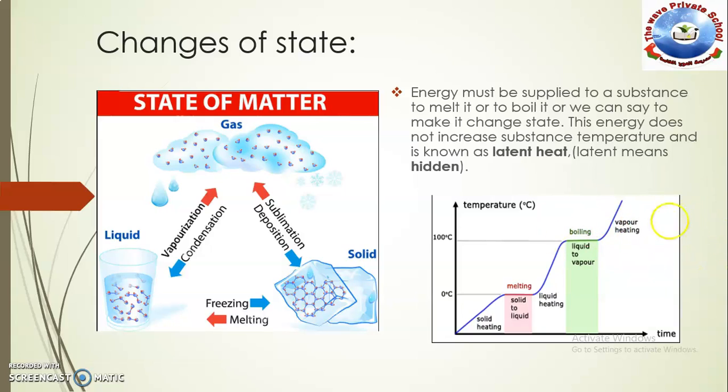So from this graph, we understand that when it changes its state from solid to liquid or from liquid to vapor, the temperature remains the same. This is known as changes of state.